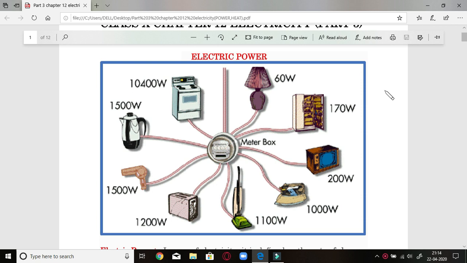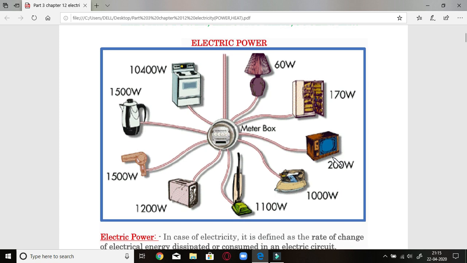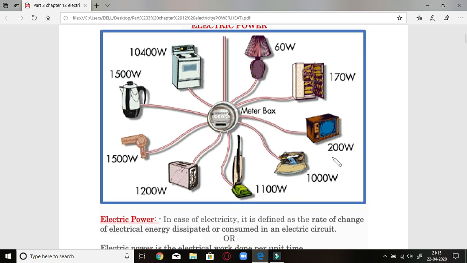Electric power. As you can see here, I have shown various appliances which are attached to the meter box: a refrigerator of 170 watt, an electric bulb maybe of 60 watt, a washing machine of 1400 watt, a kettle of 1500 watt, a dryer of 1500 watt, a heater of 1200 watt, a washing kit of 1100 watt, an electric iron of 1000 watt, and 200 watt for a television. So electric power is always assigned for electrical appliances.